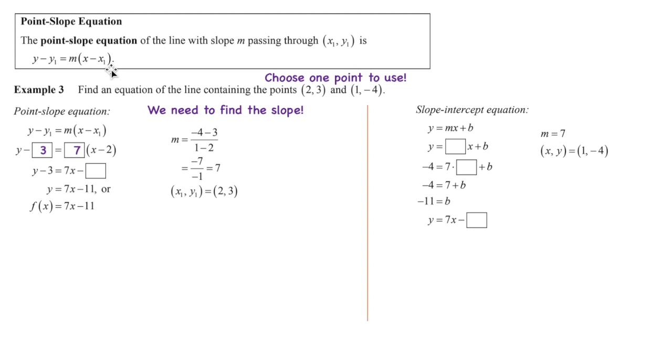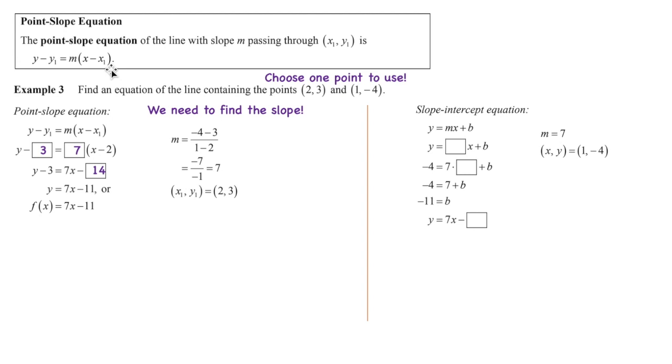Let's go ahead and simplify by distributing our 7, giving us y minus 3 equals 7x minus 14. Add 3 to both sides so that y is by itself. y is equal to 7x minus 11, or our function f of x is 7x minus 11.